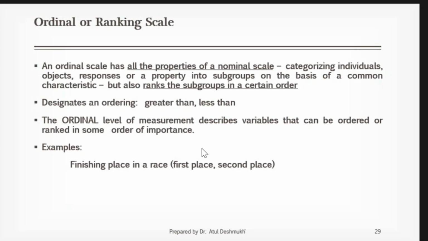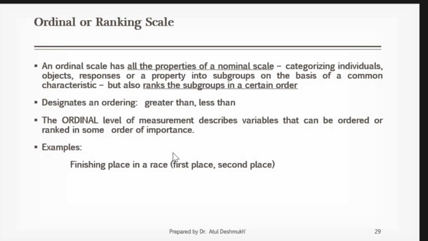The ordinal level of measurement describes variables that can be ordered or ranked in some order of importance. So there is an order of importance. Everybody will say that this is an important order. When I rank you from rank 1 to 40, it is not by chance. It is not by influence. It is not that the person I like the most is rank number 1. The person who secures the highest mark will be rank number 1.